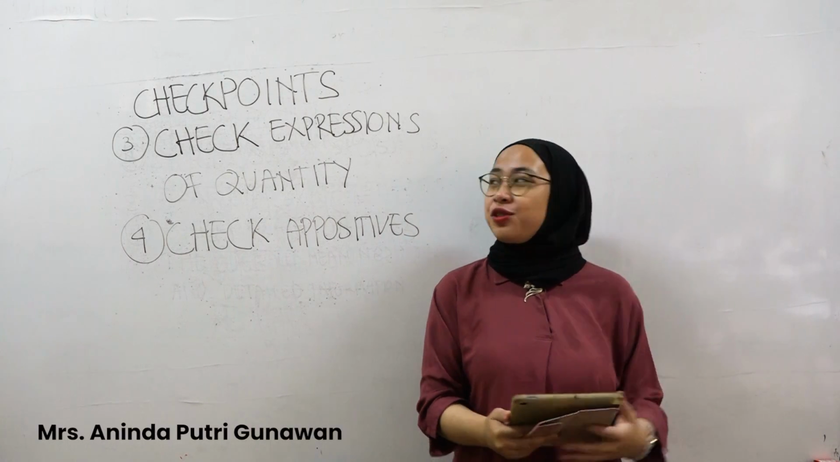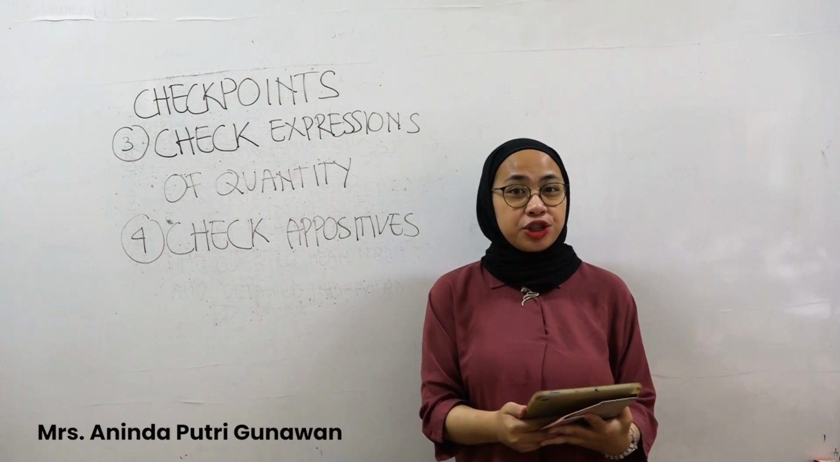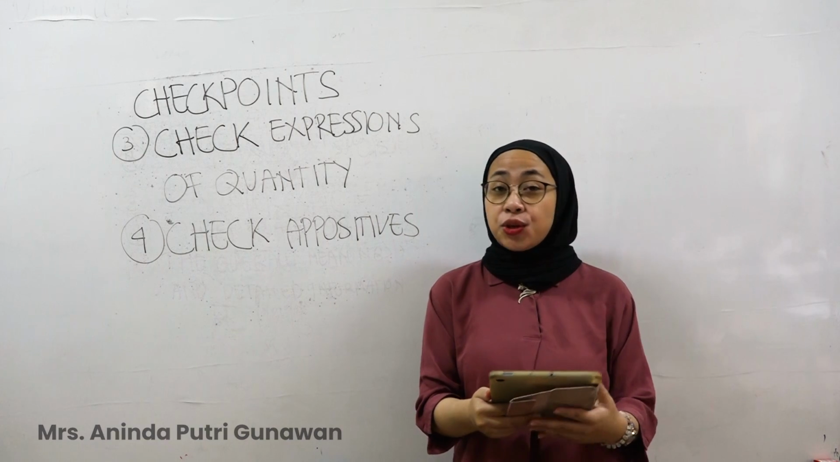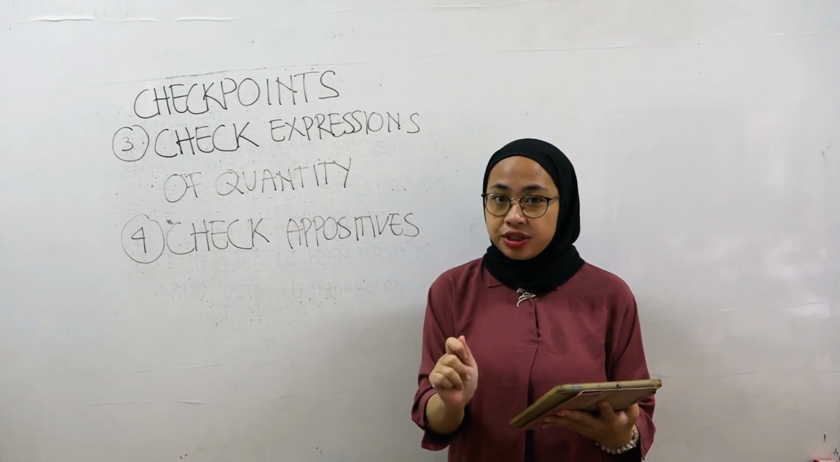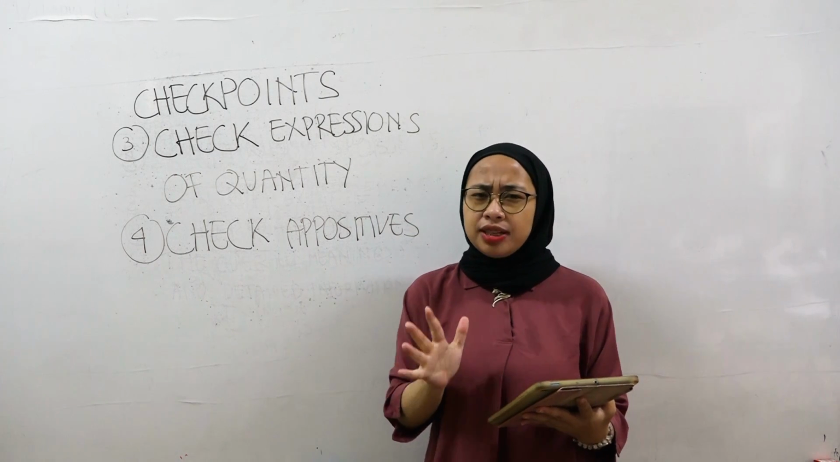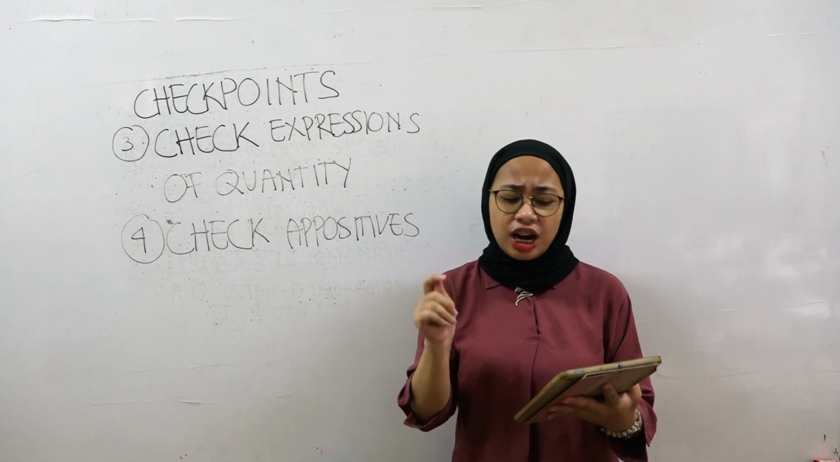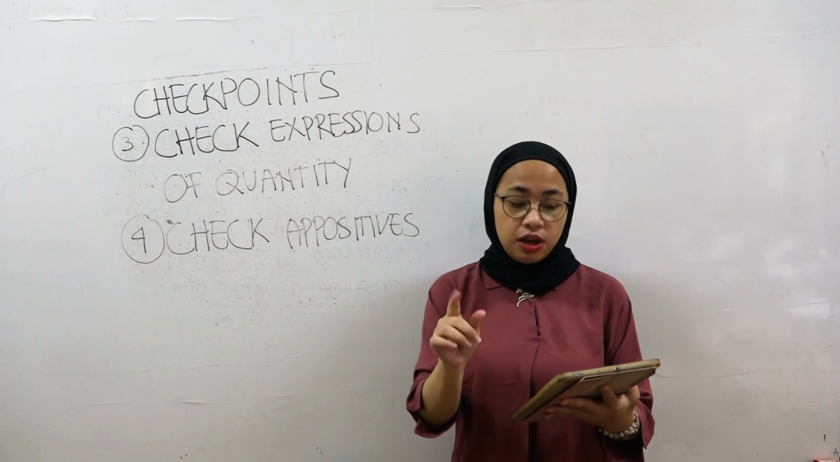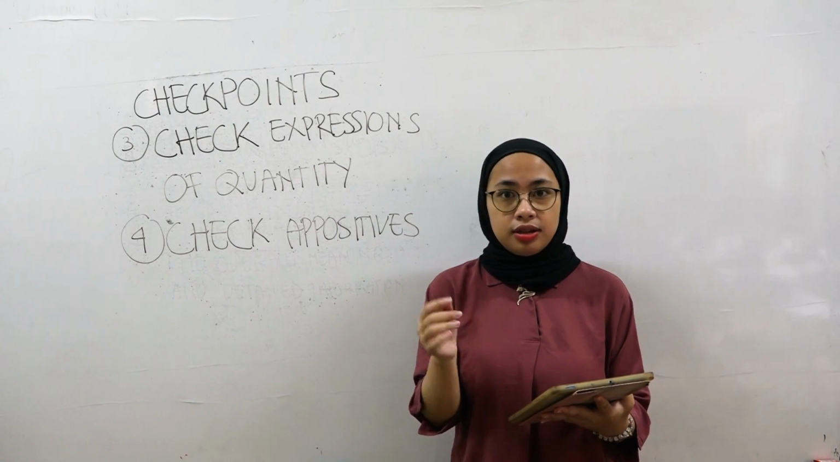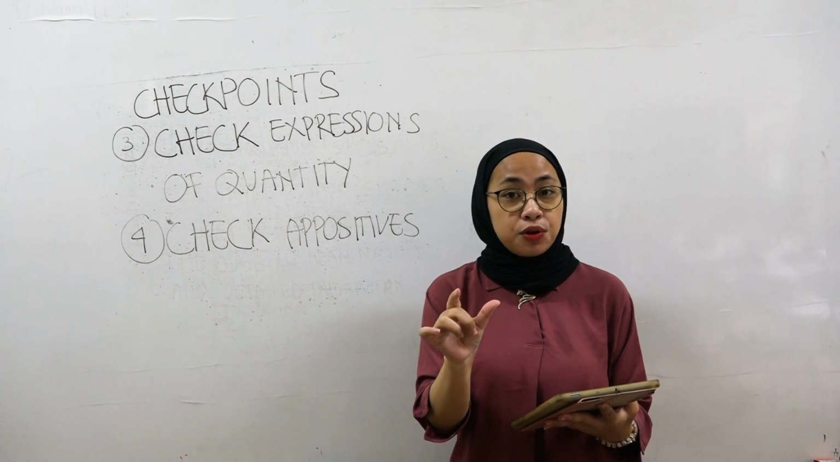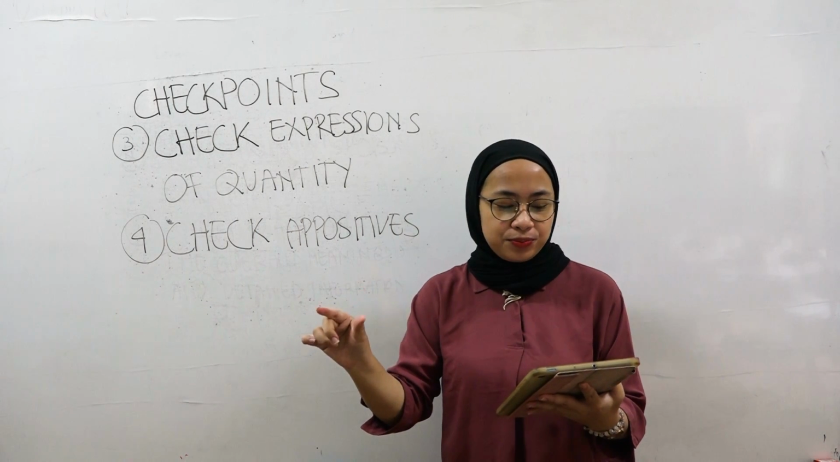Now, let's move on to the third checkpoint in structure and written expression. The third checkpoint is you must check expressions of quantity. Some English expressions of quantity are used only with countable nouns, for example, nouns that can be made plural, for example, boy and boys.